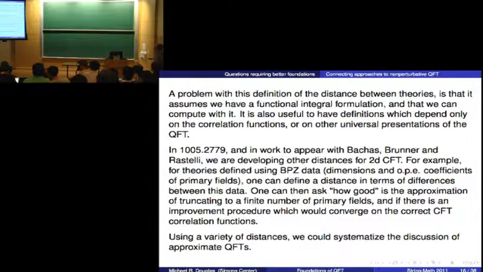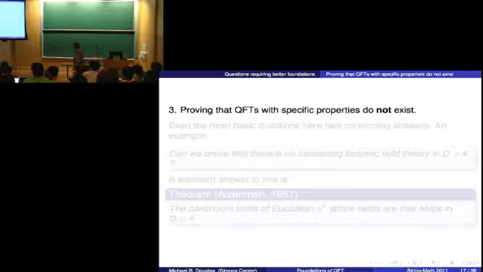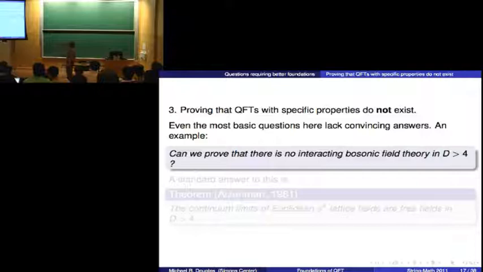Okay, so then another clear foundational aspect is that if you're going to show that something does not exist, then obviously you have to have a good definition and some ability to work with the defining concepts and the attributes of the thing you're trying to prove does not exist. And so one standard claim in this area, what's the simplest one? Well, there's no interacting bosonic field theory in greater than or equal to four dimensions. Okay, so that's certainly something which was proven in some sense by the constructive field theorists.